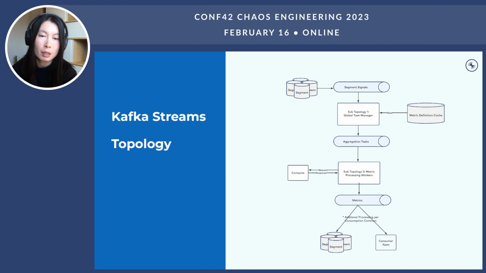In the first topology, there's a global task manager that tries to break down the tasks into the smallest unit that we can work with. Oftentimes, that depends on how many clusters we need to aggregate on, and the metric granularity in terms of space and time. Once the aggregation tasks are created, things are straightforward. Subtopology 2 in the middle handles all the processing requests with external compute. And finally, those predefined aggregations are published into Kafka again.